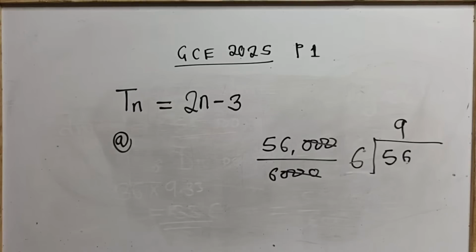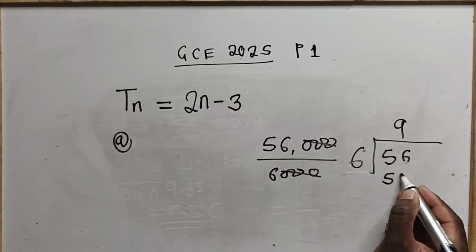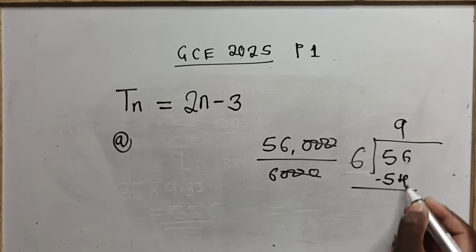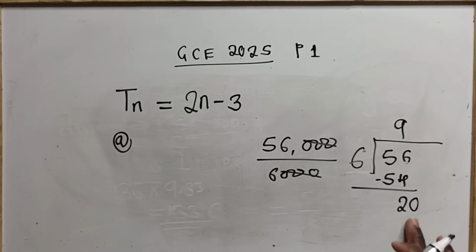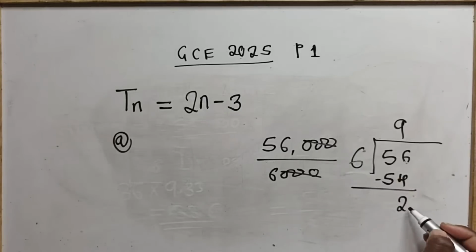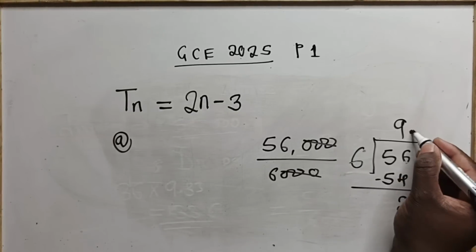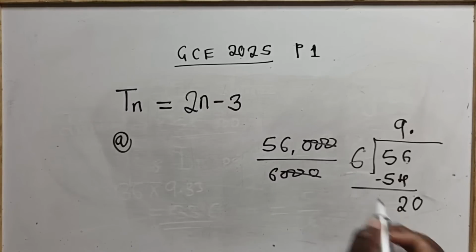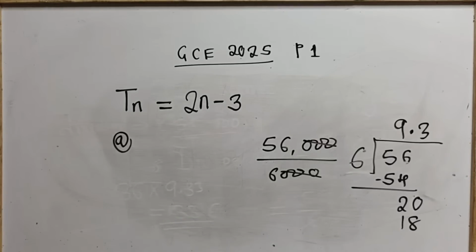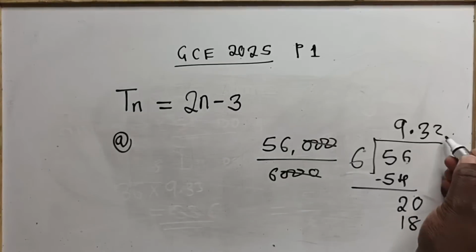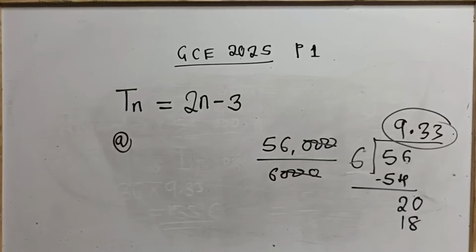I hope you're able to see. Then you say 9 times 6 gives us 54. And then you subtract, to give us a 2. So 2 into 20 can't, which is why we put a point and then put a 0 here. 6 into 20 is 3. 3 times 6 is 18. You see that it will keep on giving you 3, 3, 3, 3. So you can just end here. That's how you get that part.